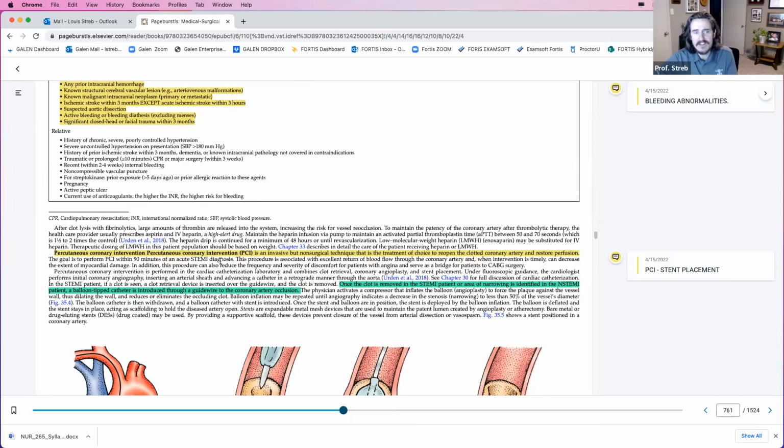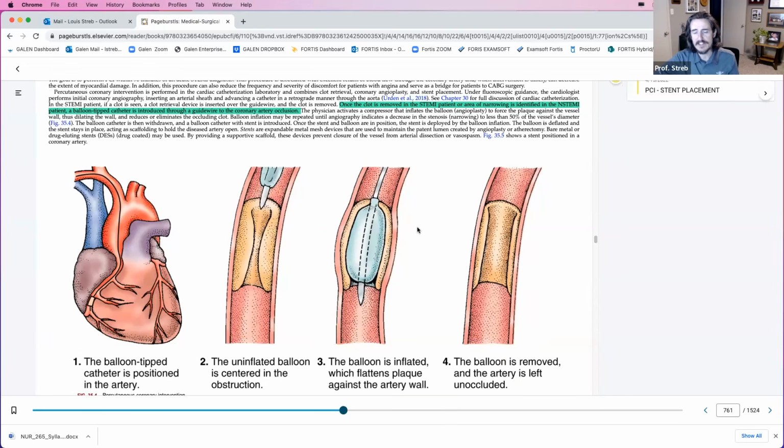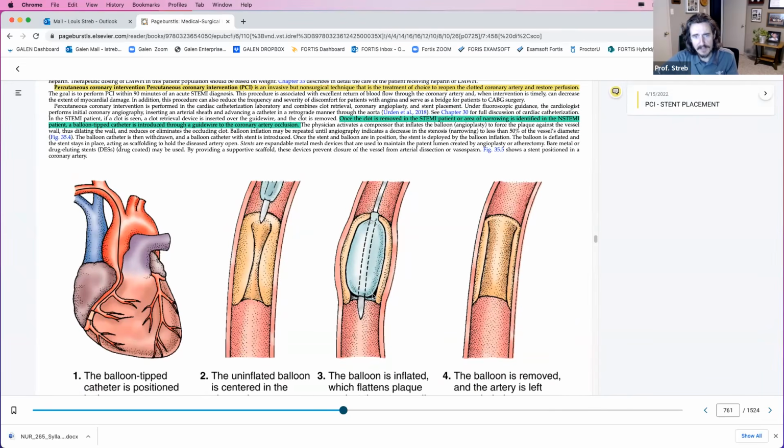So you can go back and read this. This is the PCI part. What are they going to do? They're going to put this STEMI. They're going to go in through one of your arteries. It could be your femoral artery. It could be your radial artery, whatever they want to do. They're going to go in. They're going to find the clot. They're going to put a balloon catheter through there, and they're going to inflate that catheter, just like my mom when they did her TAVR, when they replaced her valve in her heart.